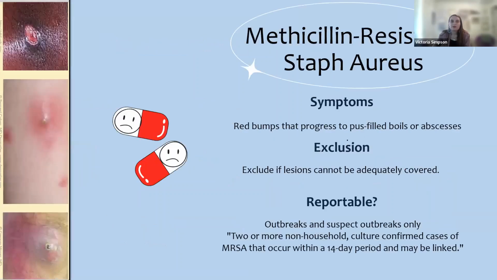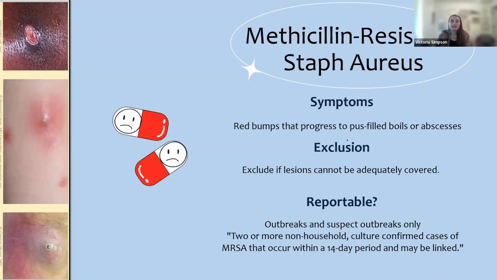When there are individuals with red bumps that progress to pus-filled boils or abscesses, MRSA may be suspected. Individuals diagnosed with MRSA should be excluded if their lesions cannot be adequately covered. So that means if you can cover those lesions, then the child may continue to attend the child care center or the school. MRSA is only reportable to local public health if there is an outbreak occurring or if you suspect that an outbreak may be occurring.